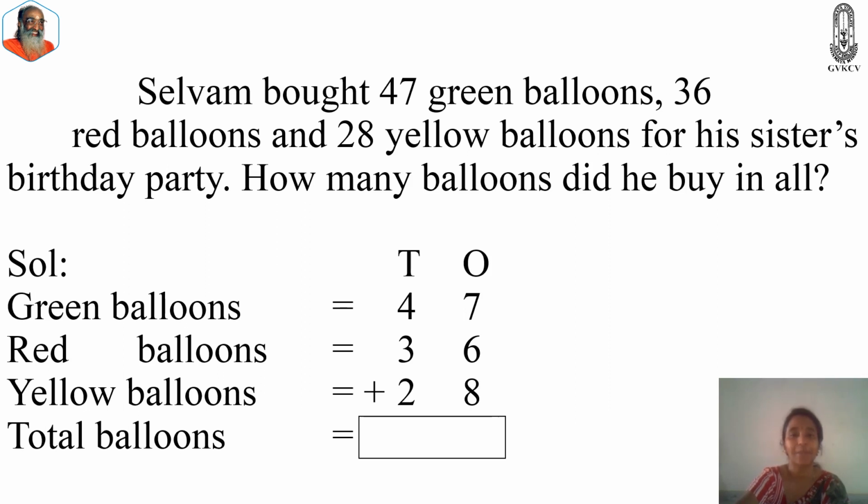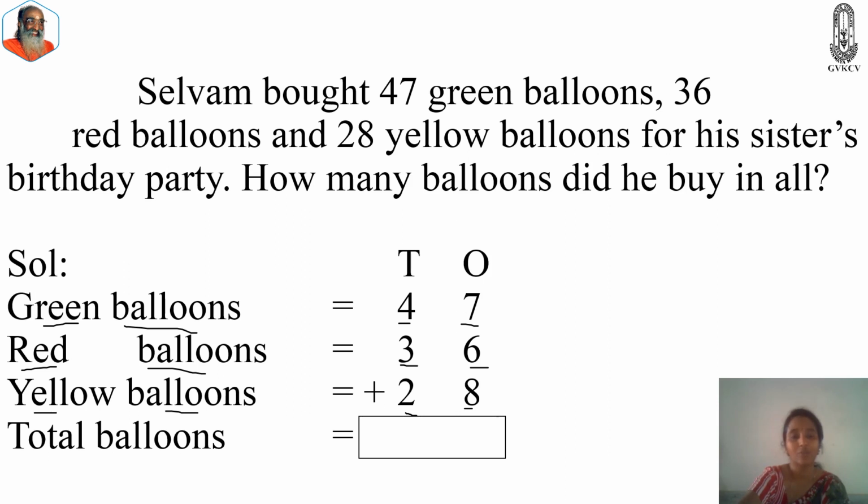Next, green balloons. How many green balloons he bought? 47. So, green balloons equal to 47. Next, 36 red balloons. Red balloons equal to 36. Next, yellow balloons. How many? 28 yellow balloons. Yellow balloons equal to 28. So, how many balloons did he buy in all?